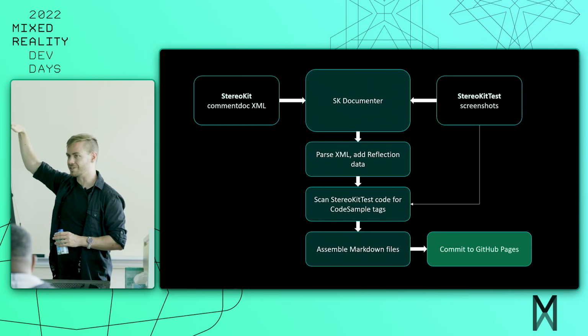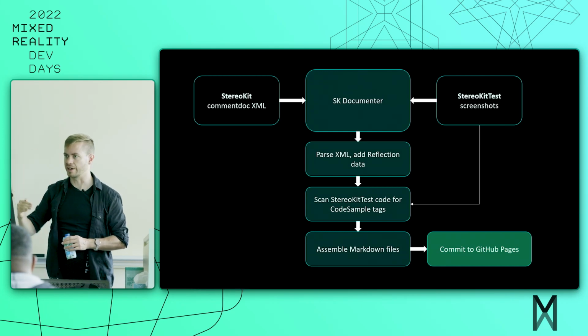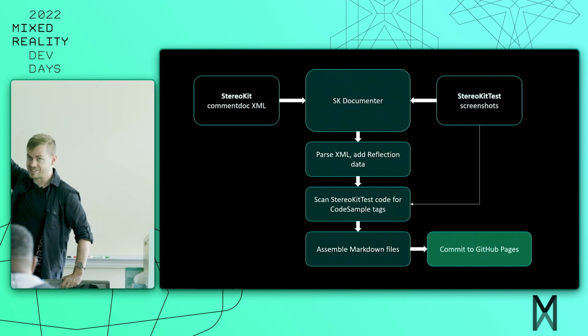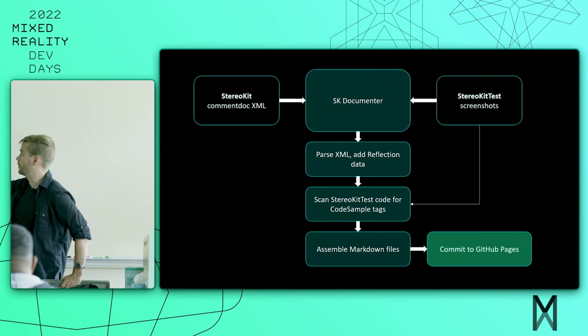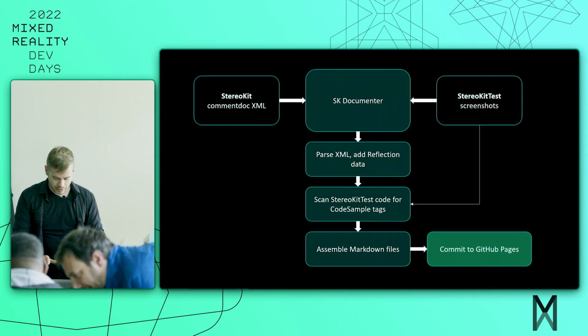And that will parse all of those things together, and then it'll come back to the StereoKit test project and look for all these comment doc tags that say, this is a sample, or this is a guide, or something like that. All of my documentation is literally in that C# project, as part of the code. They get squished together, put into markdown files, and then that goes onto GitHub pages as part of the commit. So it's a fairly streamlined process, and this is really nice.